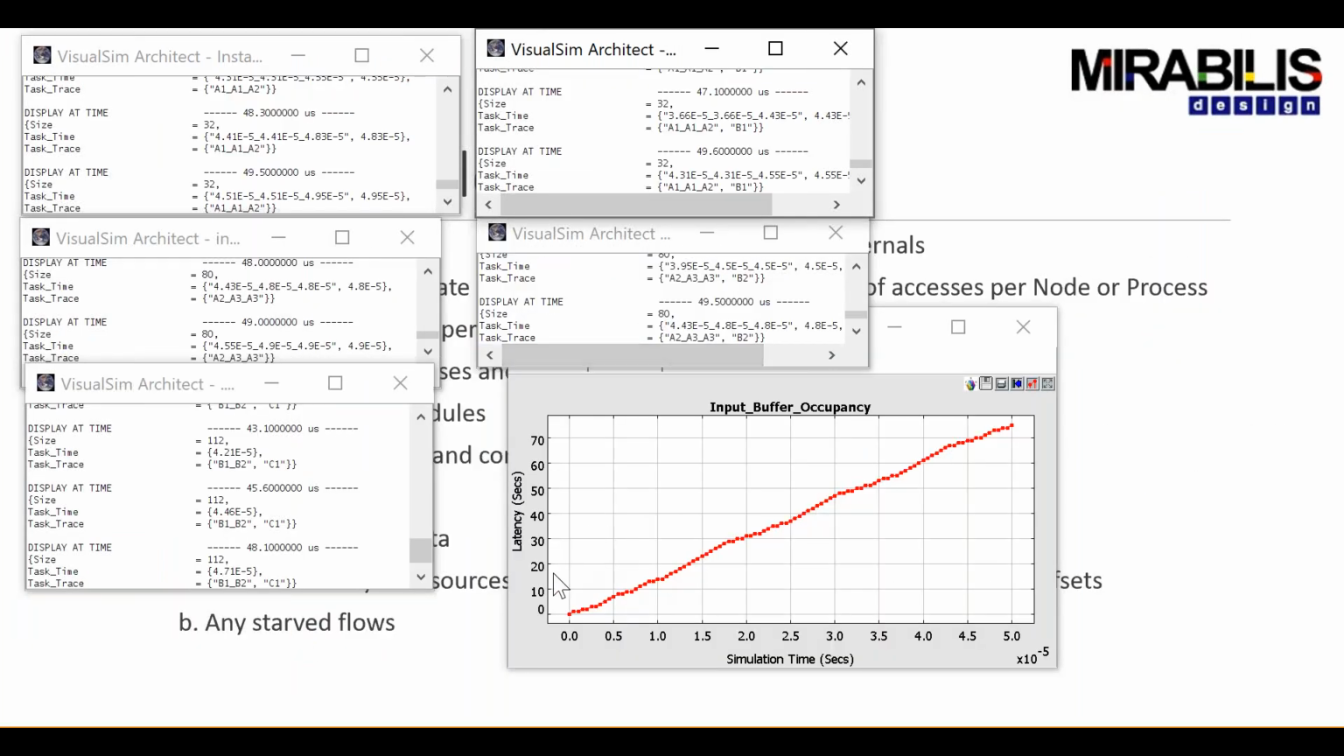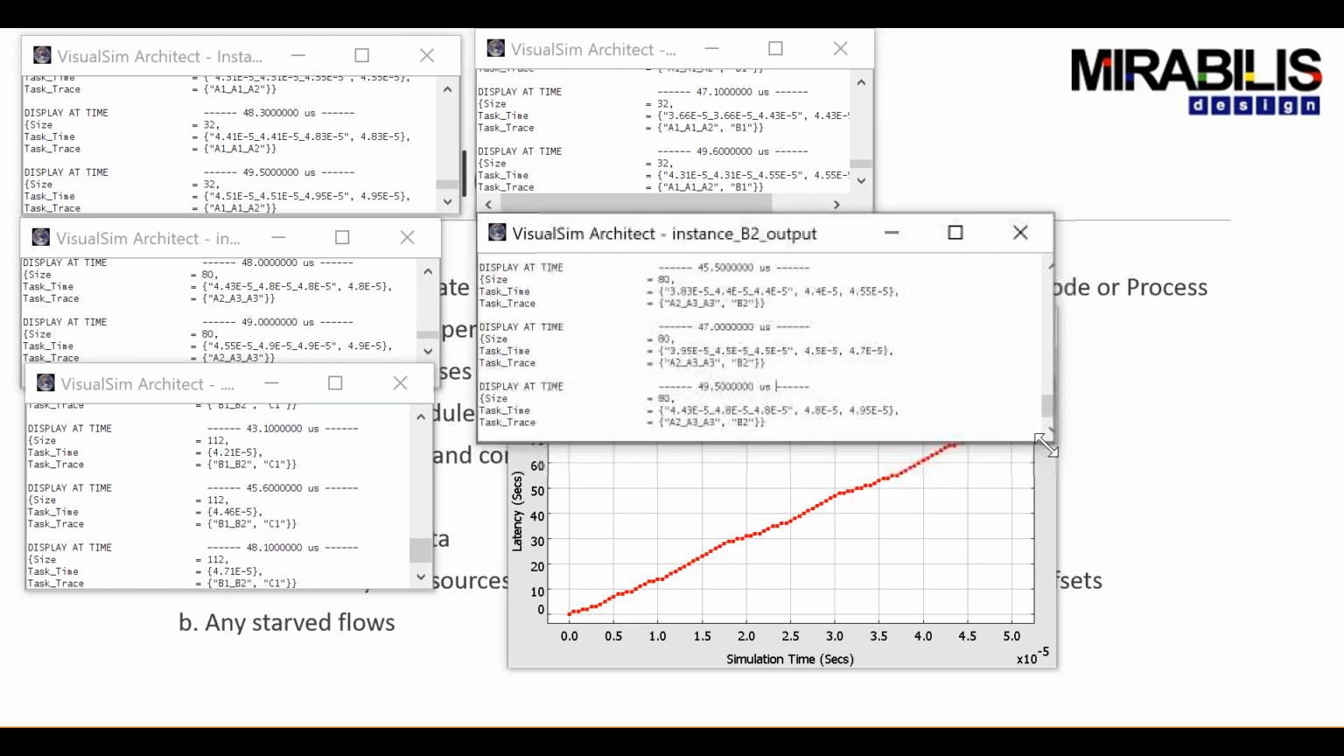One of the first things that becomes obvious is that the input buffer occupancy is increasing linearly, which is not a good sign. It indicates that the system has not been highly optimized for the resource execution, or maybe the resource scheduling. We can also look at the task trace, which tells me this was A2, A3, and A3. So this is the second output, or the third output, that's being fed into B2, and it tells me the timestamp as to when each of these events occurred.